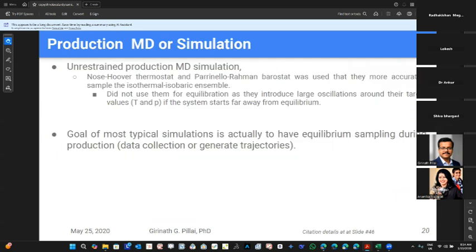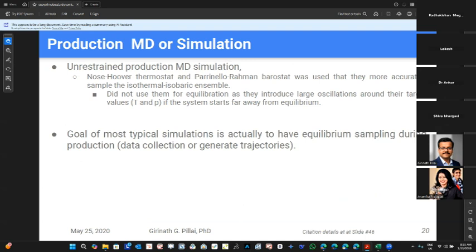in this particular slide. But that said, most of the time we look at NVT, NPT based on certain constraints and requirements. Once those equilibrations are done properly, then we go for the production run or MD simulation. This is where it is unrestrained production, where we use the Nosé-Hoover thermostat or Parrinello-Rahman barostat. So thermostat is for temperature, barostat is for pressure. They are used so that they more accurately sample the isothermal-isobaric ensembles.